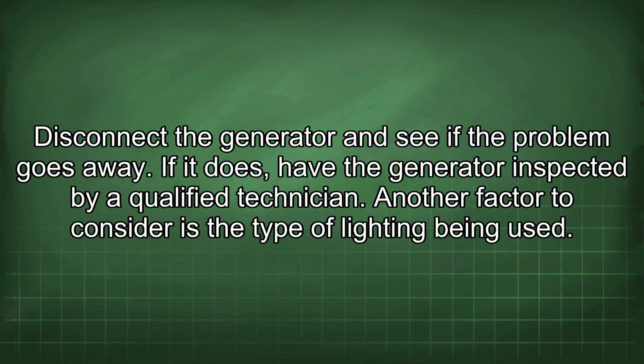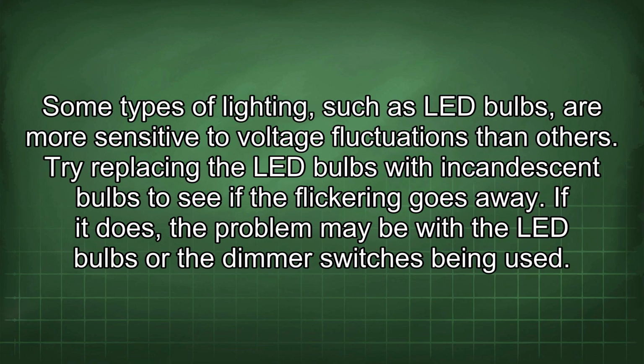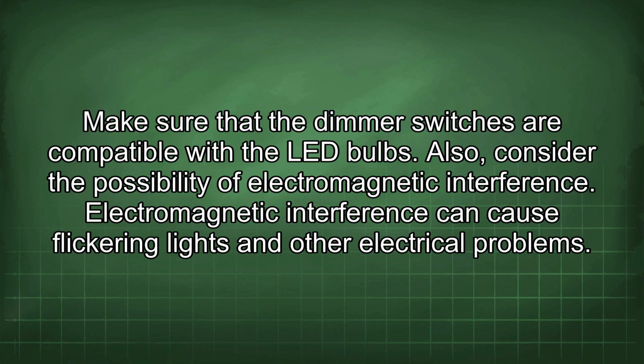Another factor to consider is the type of lighting being used. Some types of lighting, such as LED bulbs, are more sensitive to voltage fluctuations than others. Try replacing the LED bulbs with incandescent bulbs to see if the flickering goes away. If it does, the problem may be with the LED bulbs or the dimmer switches being used. Make sure that the dimmer switches are compatible with the LED bulbs.